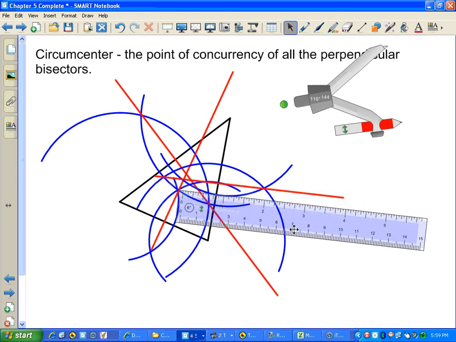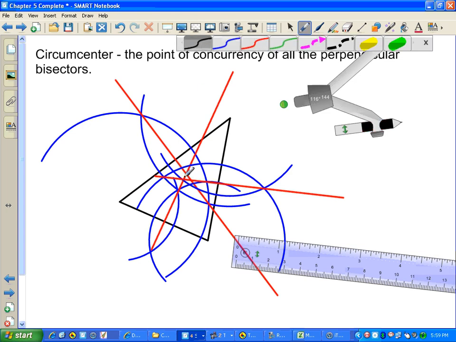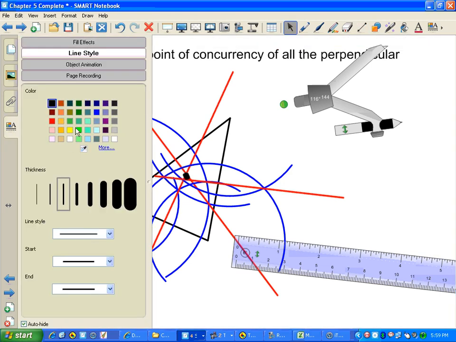Okay, now my construction's not perfect because these should all meet right in the same spot. So just about here should be the circumcenter. So let's make a little bit bigger point where they all kind of meet. Kind of there, okay? This is called the circumcenter. And what's special about this point is it's on all three of the perpendicular bisectors. So I'm going to use a different colored line here. We'll do green and we'll make it dotted.